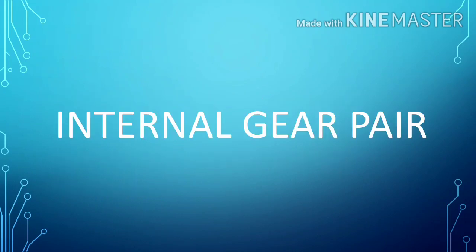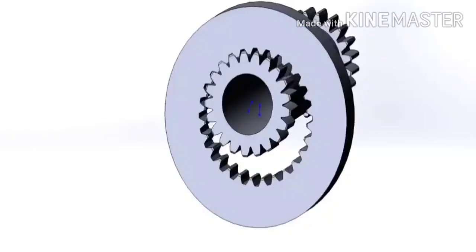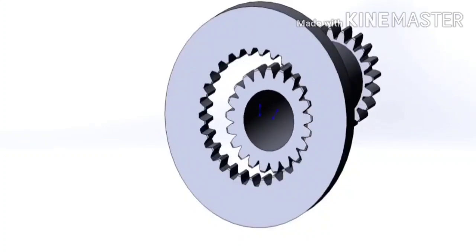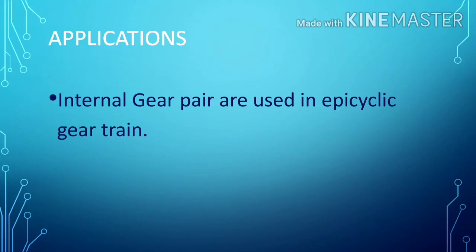The next type is the internal gear pair. In an internal gear pair, an internal gear meshes with an external pinion. In an internal gear pair, the pinion and gear always rotate in the same direction. Let's see how internal gear pairs work. Applications of internal gear pair: internal gear pairs are used in epicyclic gear trains.